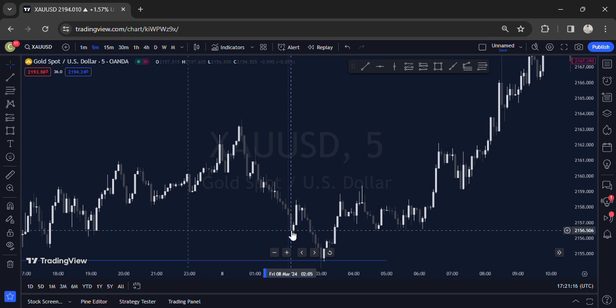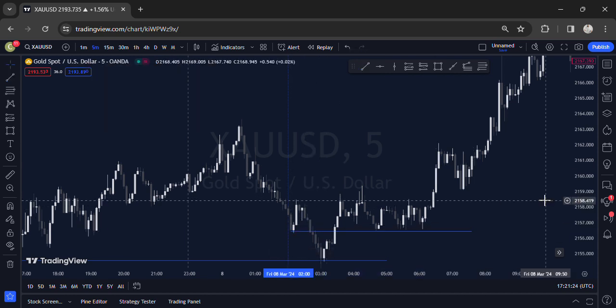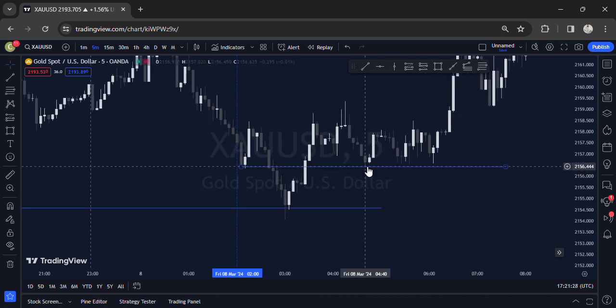It came down, broke, formed up, it broke this one, and it came down. Look at this touch, sniper. This was a sniper entry, guys. It was a sniper entry, but I didn't take it off there. Always precaution first.